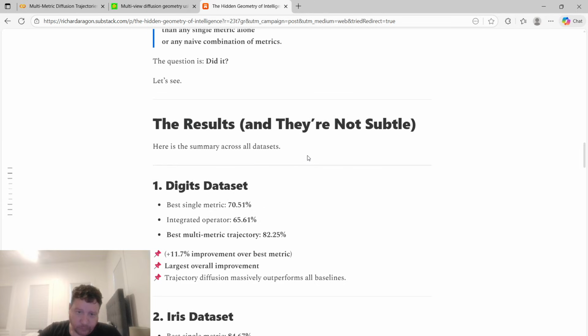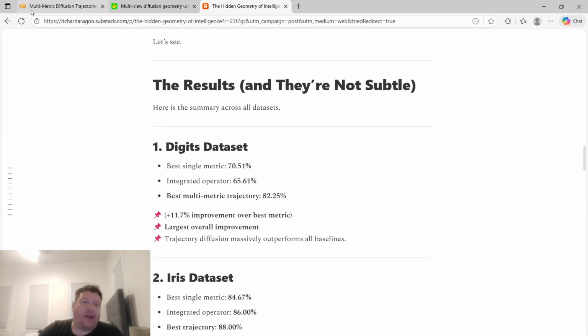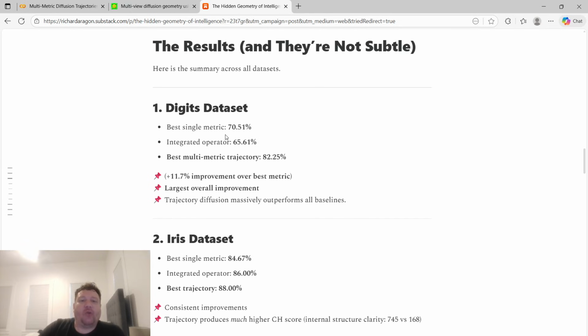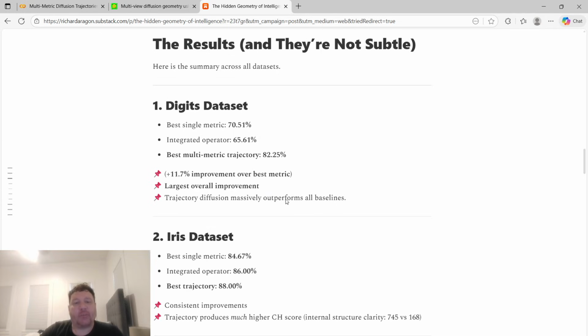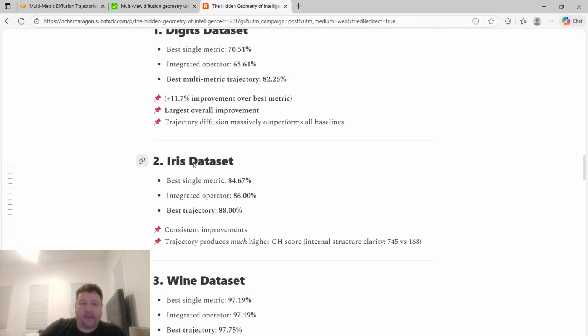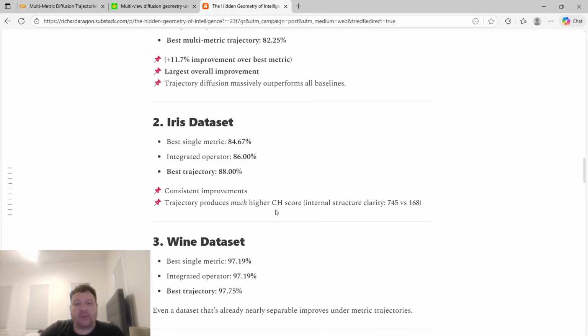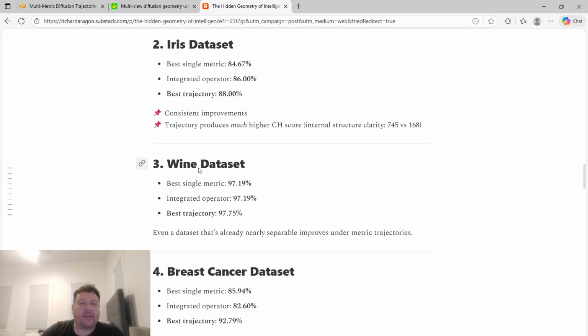And so the results overall, I can break them down for you in the notebook, but overall, what we see is that with the digits data set, I'm able to improve it by almost 12%. So that's the largest overall increase and improvement, and trajectory diffusion massively outperformed all other baselines. In the iris dataset, same thing, consistent improvements. Trajectory produces a much higher CH score overall, which means structure clarity is much more apparent in the temporal trajectory method that I outlined there.